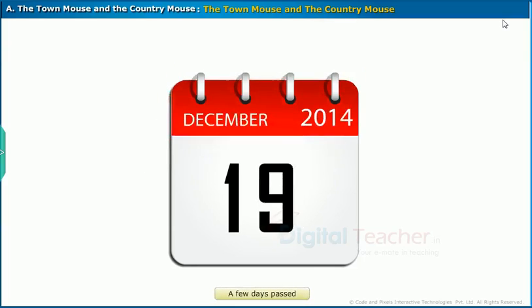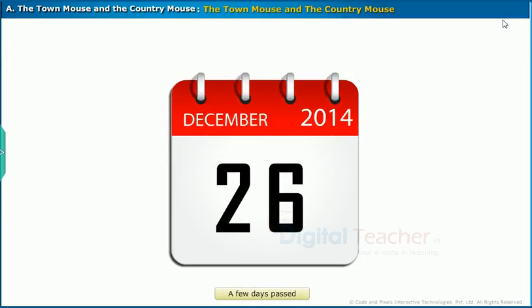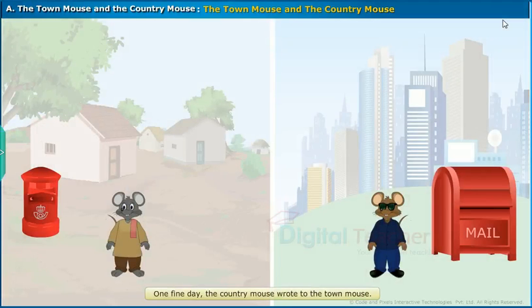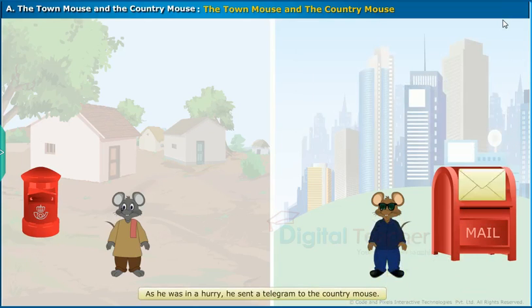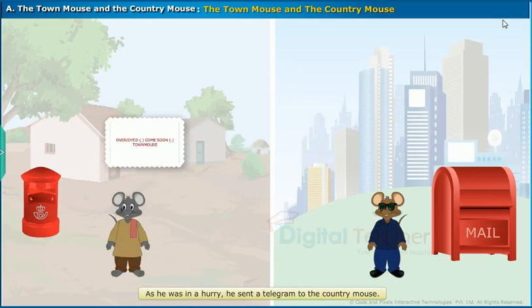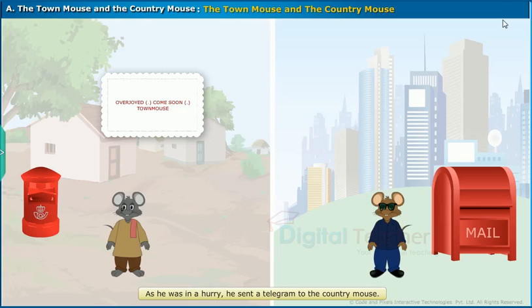A few days passed. One fine day, the Country Mouse wrote to the Town Mouse, "Dear cousin, I hope you are in sound health now, but I am still worried about you. I would like to visit you and make sure that you are all right. With lots of love, your cousin, Country Mouse." As he was in a hurry, he sent a telegram to the Country Mouse. "Overjoyed, come soon. Town Mouse."